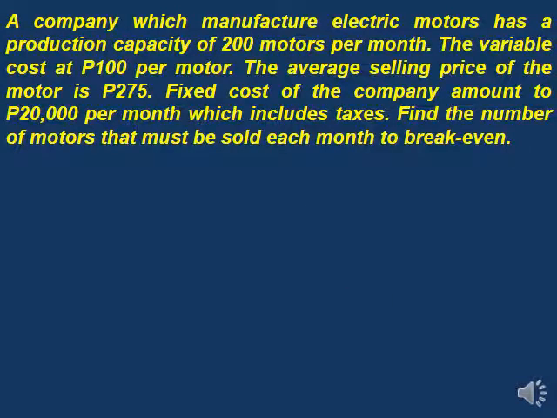Okay, let's try this problem. A company which manufactures electric motors has a production capacity of 200 motors per month. The variable cost is 100 per motor. The average selling price of the motor is 275. Fixed cost of the company amounts to 20,000 pesos per month, which includes taxes. Find the number of motors that must be sold each month to break even.